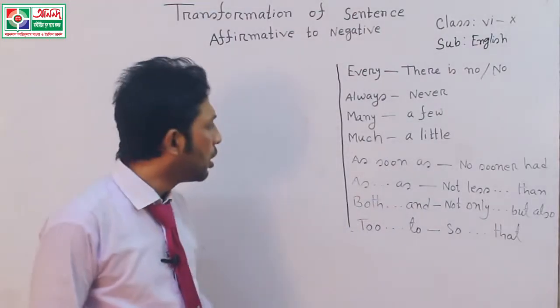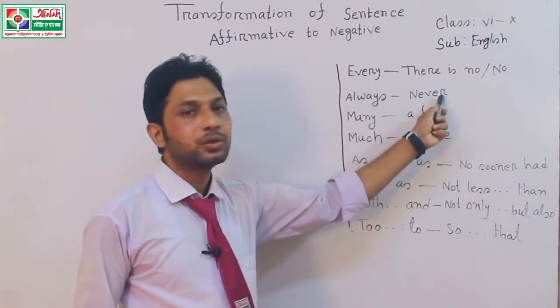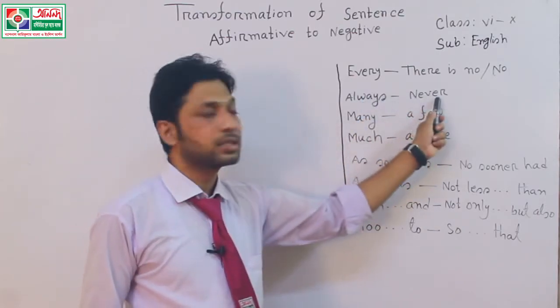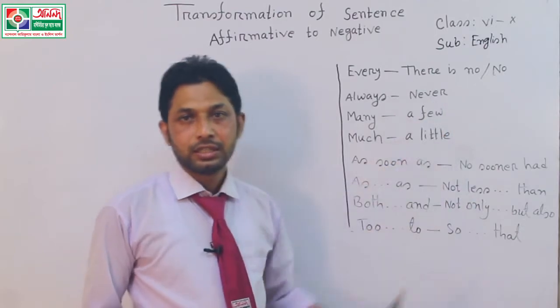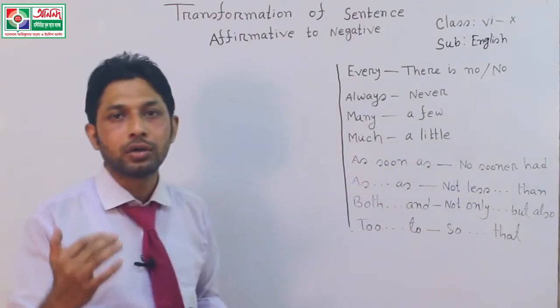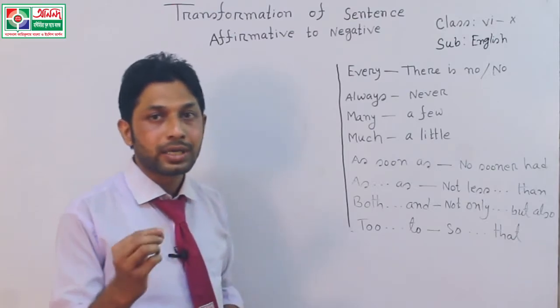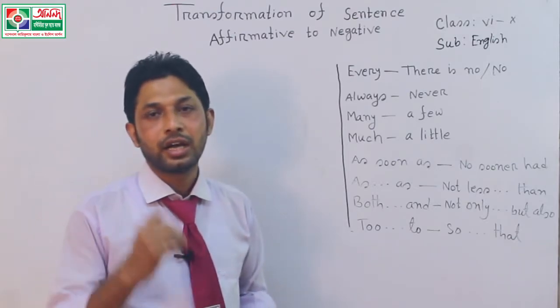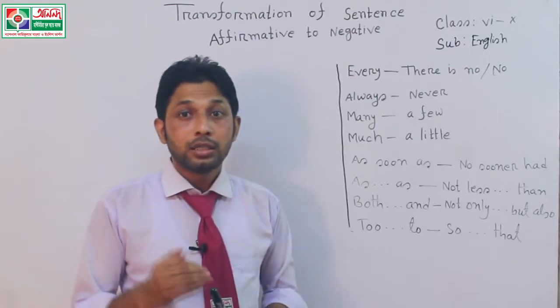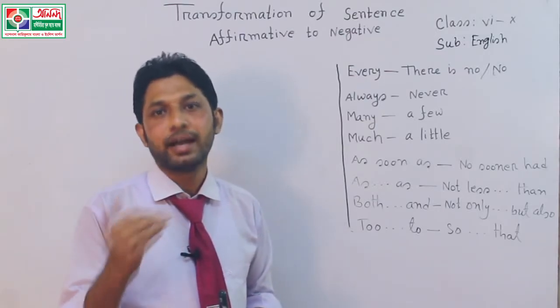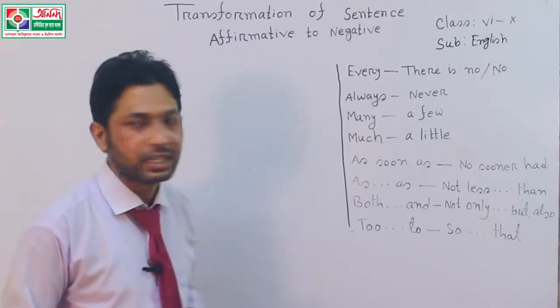Okay? After that, always. Dear learners, always turns into never. I again say, always turns into never. That means if you find always in an affirmative sentence, then always changes into never, and we have to use the opposite word of verb or adjective at the time of negative sentence.